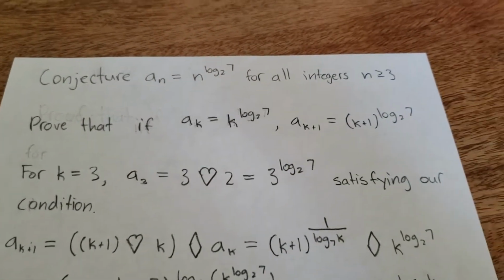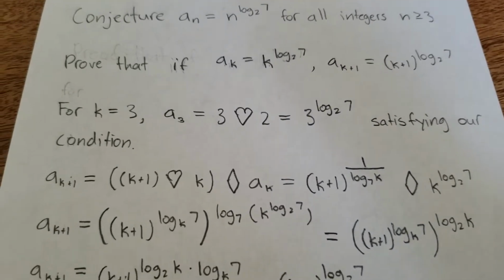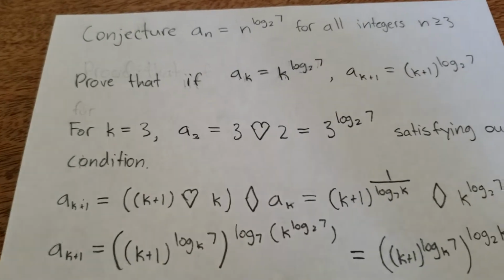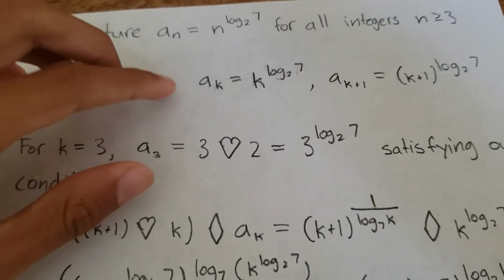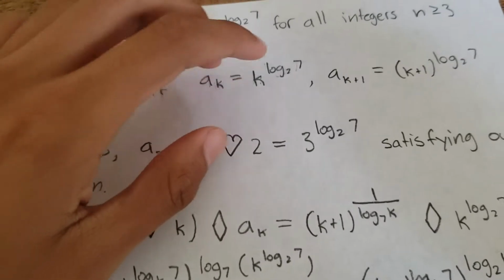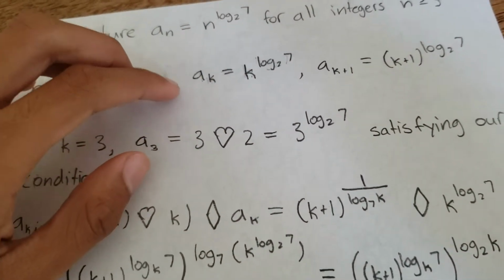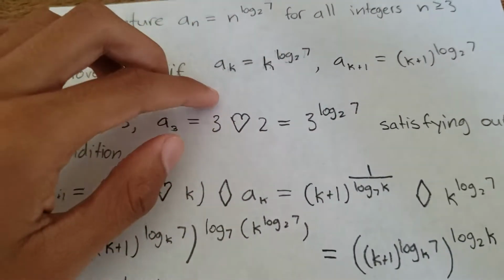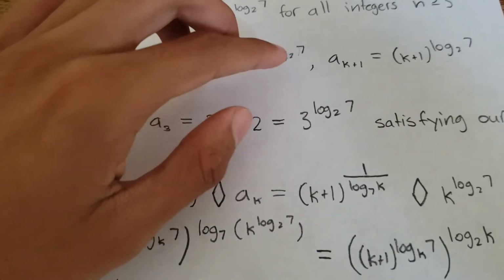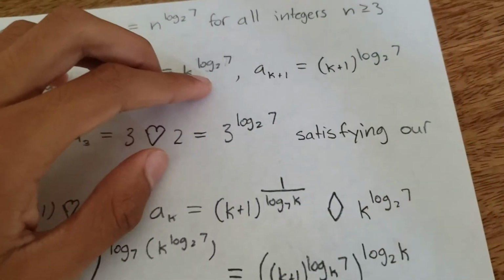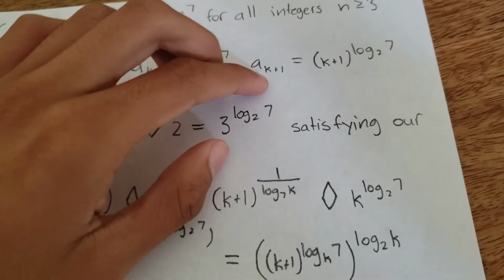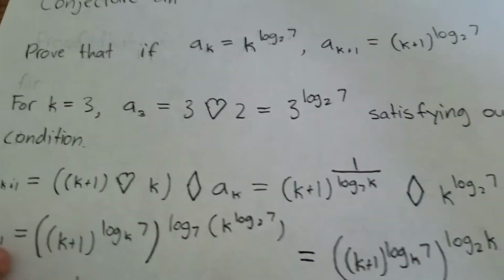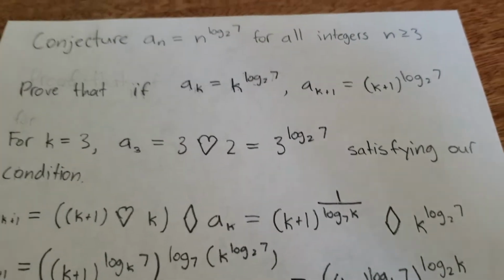So how would we prove this? Because in math, you need to prove everything. Well, first off, we can just assume that if it holds that a sub k is k to the log base 2 of 7, then we need to prove that a sub k plus 1 also holds and is equal to k plus 1 to the log base 2 of 7, given that a sub k is equal to k to the log base 2 of 7. So how will this prove this?